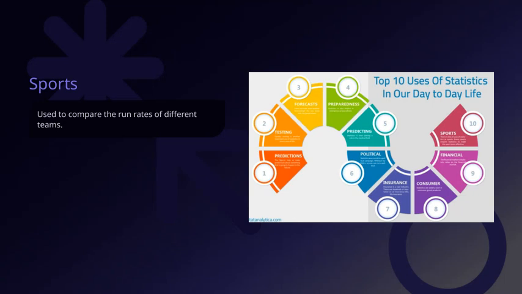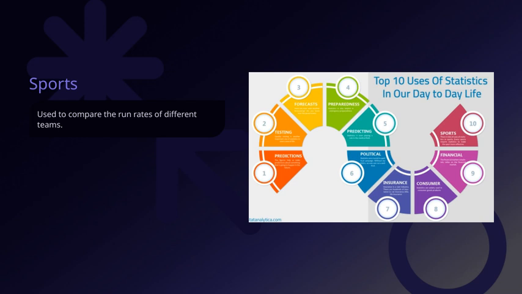Now, moving on to the sports section. Here, we use sports as a useful analogy to compare the run rates of different teams. Think of it like tracking how fast different players score or move through a game. It's a great way to visualize performance over time.